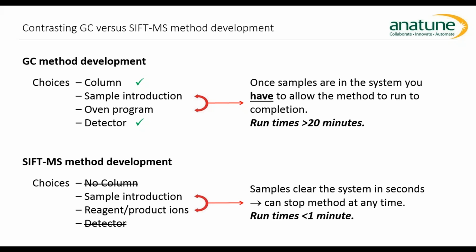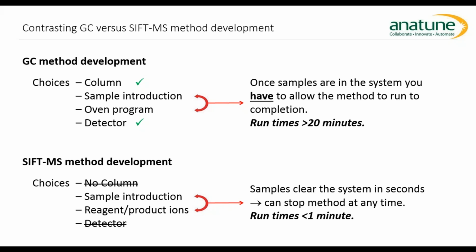For SIFT-MS methods, there is no column, as we've discussed already, and the sample clears itself through the flow tube in a matter of milliseconds, such that the system will actually reset itself very, very quickly back to its starting point. And you can stop the method at any time, allow the system to reset, and then start again. And all you're really waiting for is the automated system to catch up with itself to add the sample back into the system. So our run times are very often less than a minute.